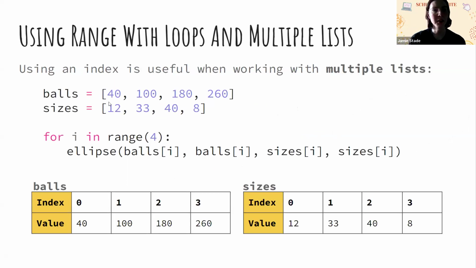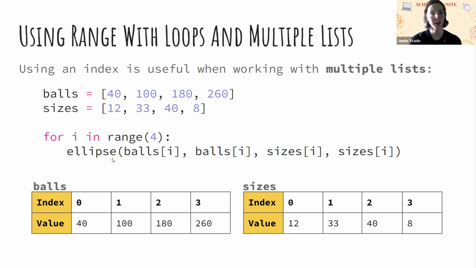Okay, so here's an example with multiple lists. Here we have a list of balls and a list of sizes for those balls. If we wanted to create all of those balls on the screen, we could create a loop like this. So we go for I in range 4. That means this will loop 4 times.